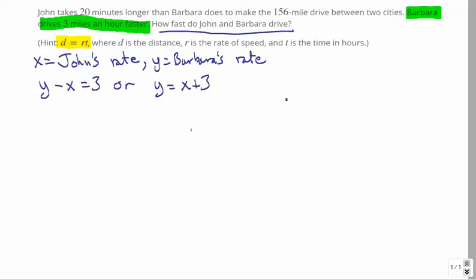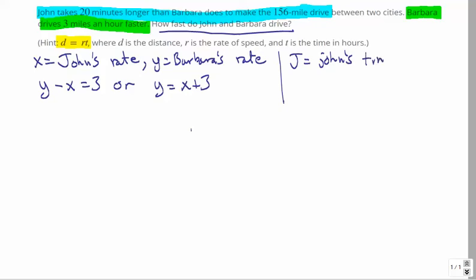Okay, now we want to use the fact that John takes 20 minutes longer than Barbara to make the 156-mile drive. So let's see what we have here for that. We're going to let capital J equal John's time. That should be a capital J there too. And we're going to let capital B equal Barbara's time.